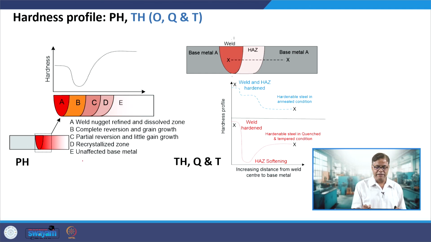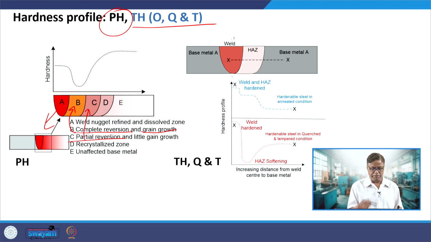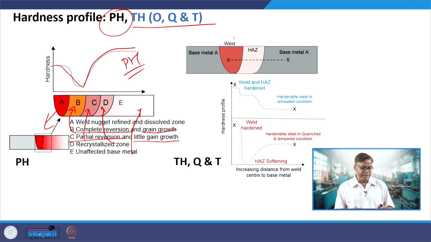So, that is what we can see here in case of precipitation hardening and transformation hardening. If it is precipitation hardening, then what will be happening? Our precipitates will be getting dissolved. Say this is the weld zone, then zone B is where complete reversion is taking place, meaning complete loss of dislocations and complete loss of precipitates coupled with grain growth. Then partial reversion, where partial loss of precipitate is taking place with little grain growth, or the recrystallized zone or unaffected zone. So, what we can see here is the hardness distribution of the metal goes like this. And this is attributed to the reversion effect that will be experienced by the parent metal.